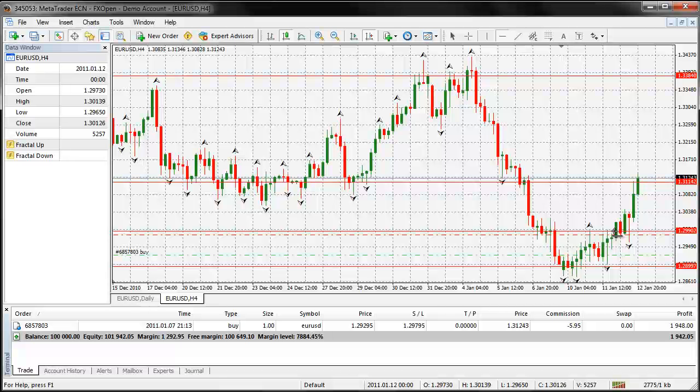Give or take a few tenths of a pip, so it's around about there. So that's my point at which I'll go long. My take profit point would be this down fractal right here, or I'd be looking for another up fractal. Now this will be my first target, then my second one will be this target here, and then my third one will be at the top here. So those are my target levels.